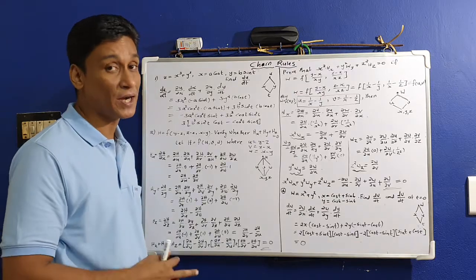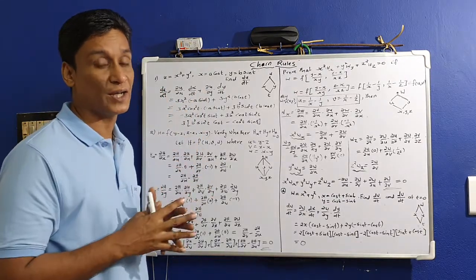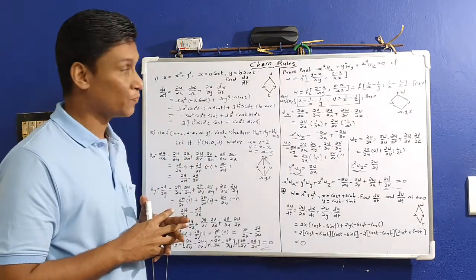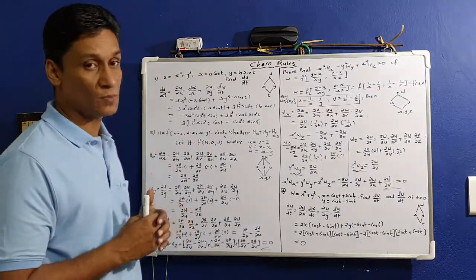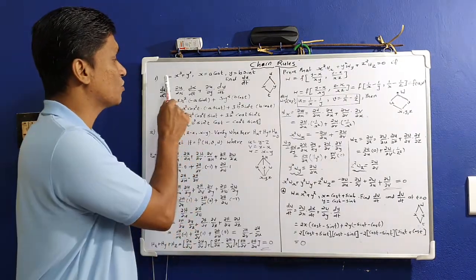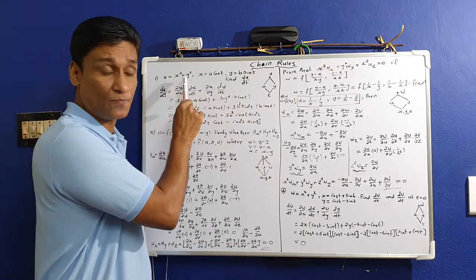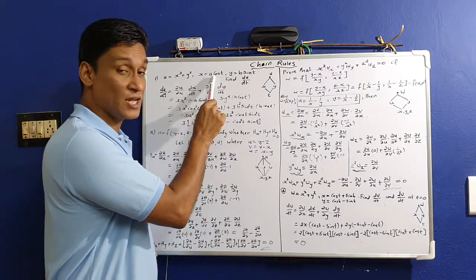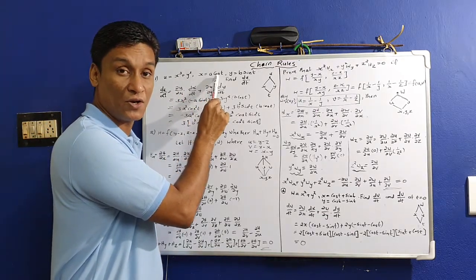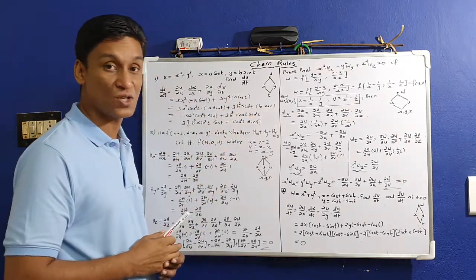Find du by dt. From the question itself it is clear that we have to find the total derivative. Now in such problems you first look at the structure of the given function. The given function is u equal to x cube plus y cube, that depends on x and y. Now x equal to a cos t, x depends on the single variable t, y equal to b sin t, y also depends on the single variable t.